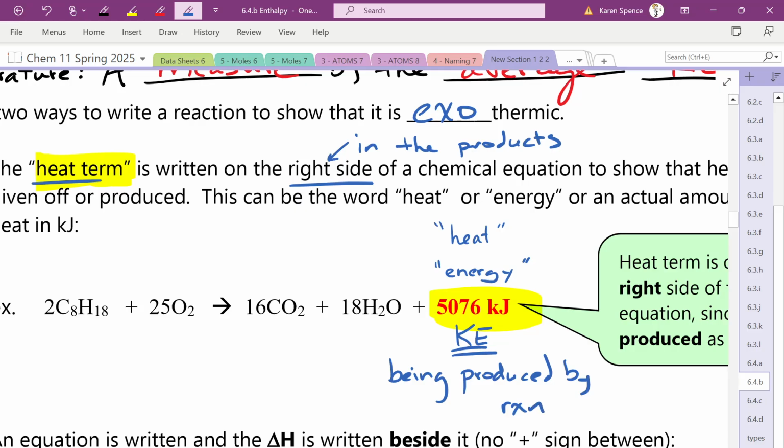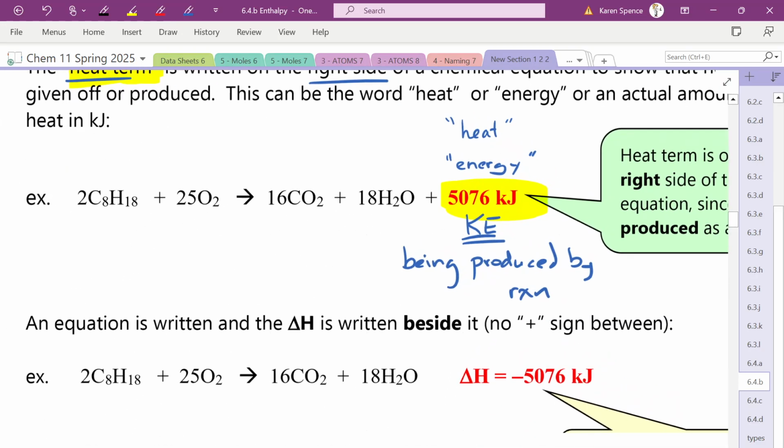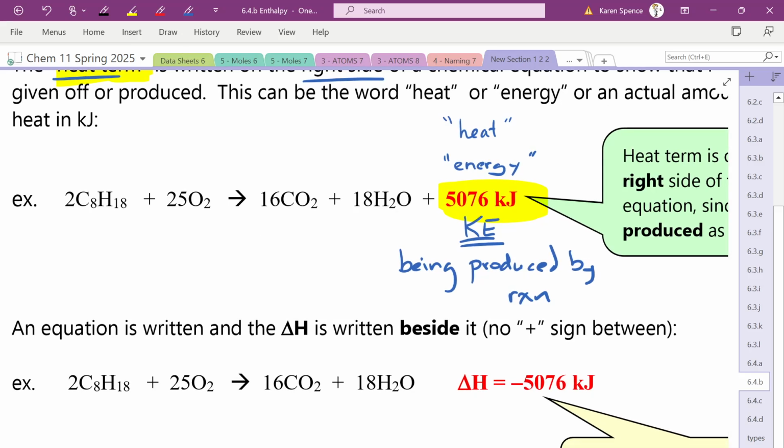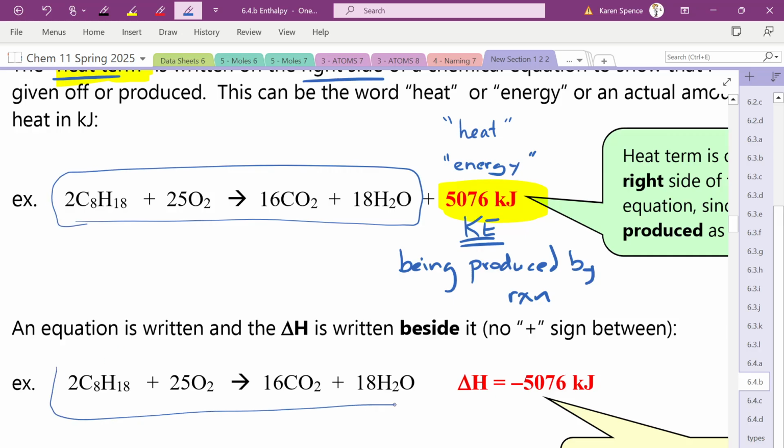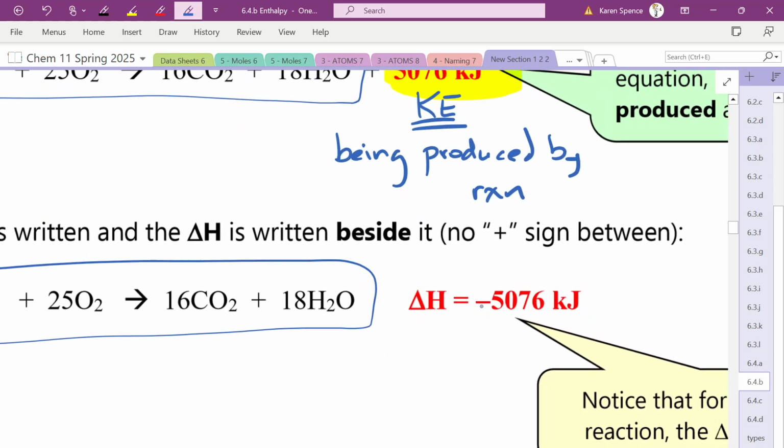The other way to show in a chemical reaction that it is exothermic is to write the equation, and you can see the equation is exactly the same as it was before. But off to the side, we write the change in enthalpy. We write the delta H value. And this one, because it was exothermic, delta H is negative.